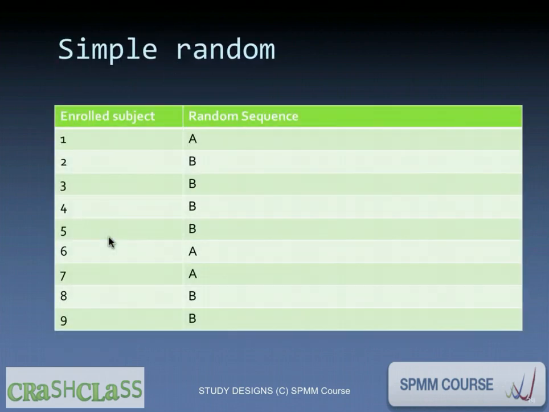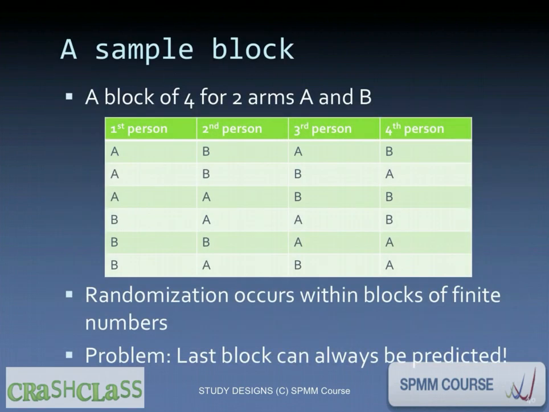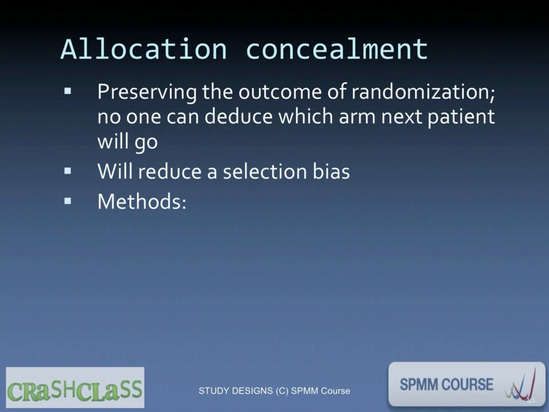So those are some of the methods of random sampling. Now let's go to a little bit more details about allocation concealment. So what is allocation concealment? After the sequence is generated, you make sure that nobody comes to know about the sequence, preserving the outcome of randomization. Now, why do we do that? This will help us to reduce selection bias. This will help us to maintain the integrity of randomization.